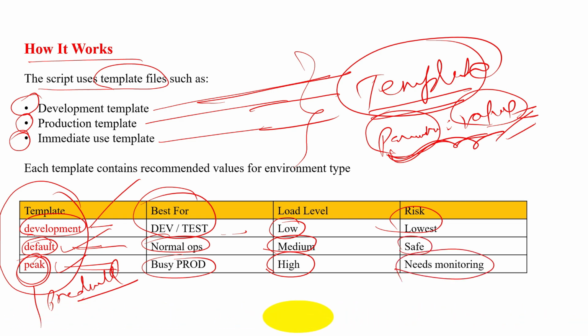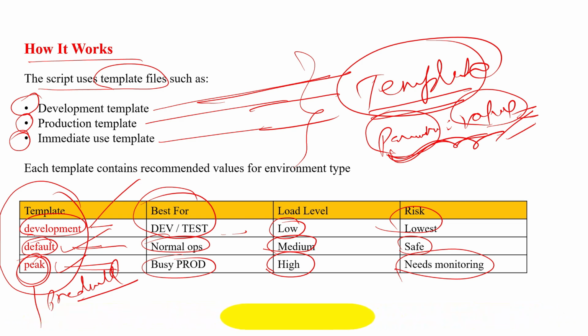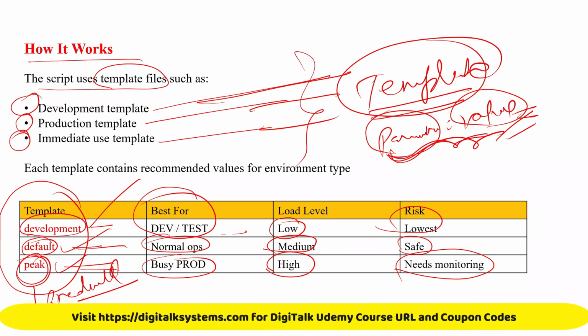When we talk about the risks, it's lowest in development, safe in the default, but in the production environment you always need monitoring, because performance tuning is a continuous process. Your load increases, your user base increases with time. A lot of software gets upgraded, your operating system gets upgraded. So performance tuning is a continuous process that you always have to monitor and do continuously along with time.